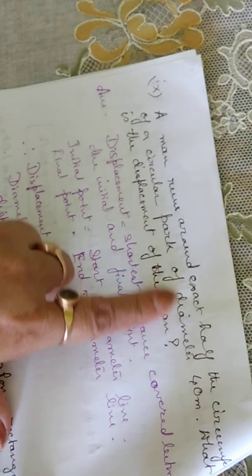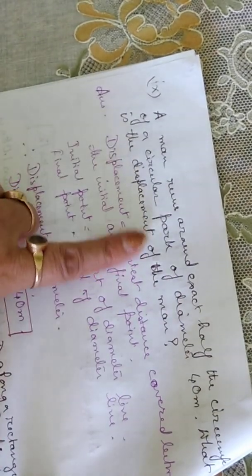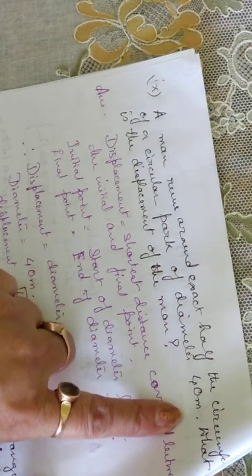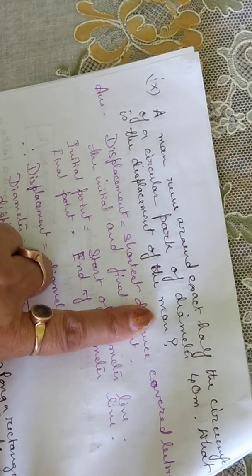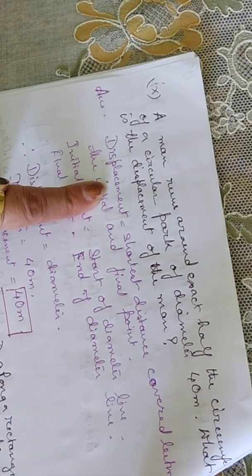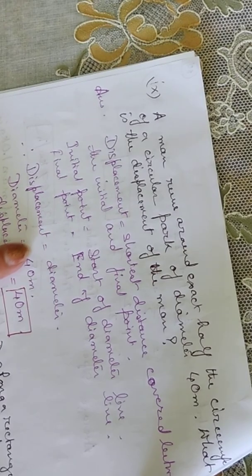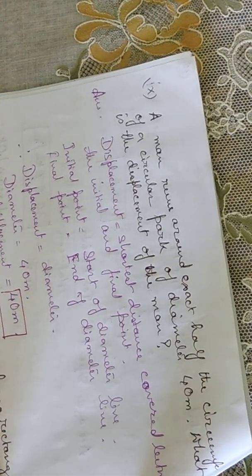A man runs around exactly half the circumference of a circular path of diameter 40 meter. What is the displacement of the man? Displacement, we know that is the shortest distance covered between the initial and the final position. So he is running halfway the circumference of the path. So shortest distance will be the diameter.